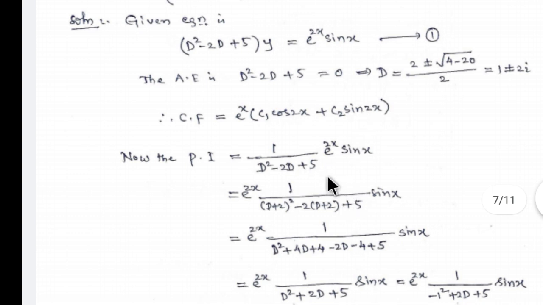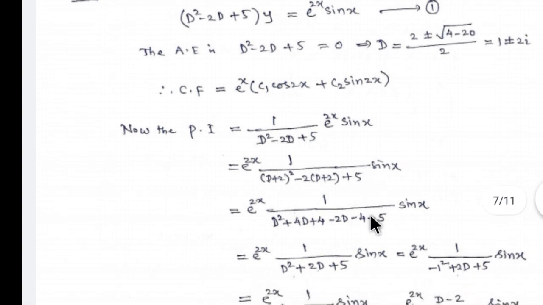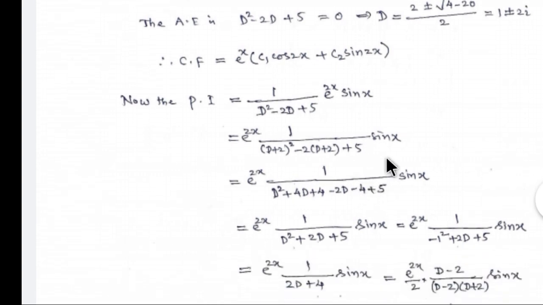Using the above procedure, shift this exponential function from the right side of this operator to the left side. We have shifted e raised to 2x. The procedure says that after shifting, wherever there is D, D is replaced by D plus 2. What is the coefficient of x? D plus 2, so (D plus 2) whole squared minus 2 into (D plus 2) plus 5, and you write V as it is, sin x here.